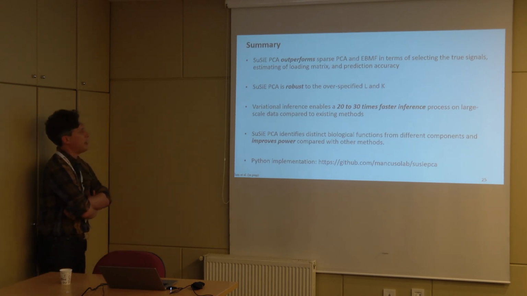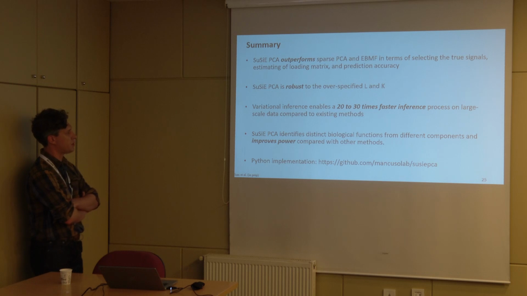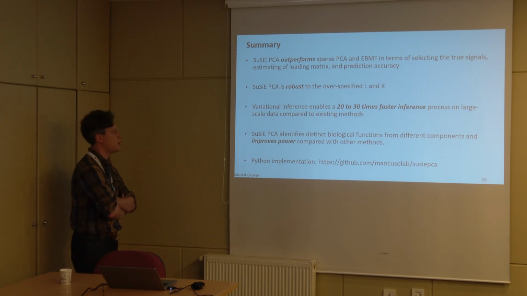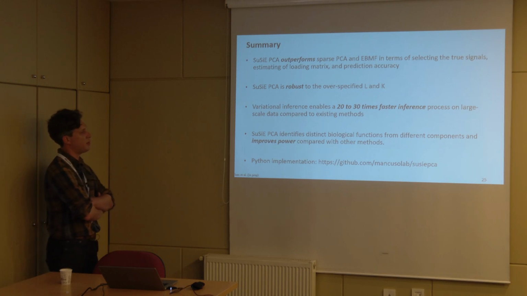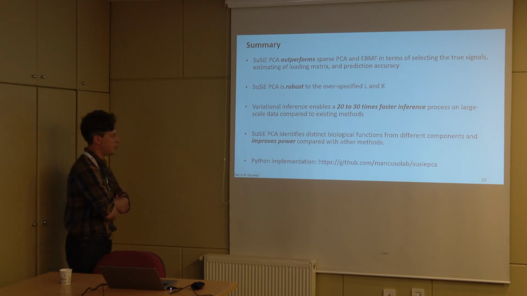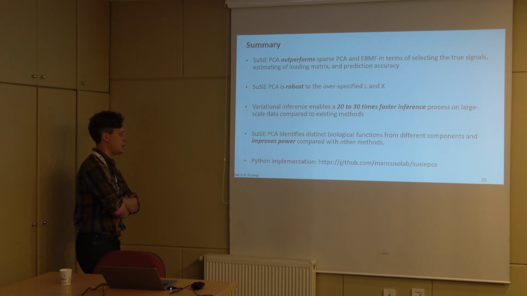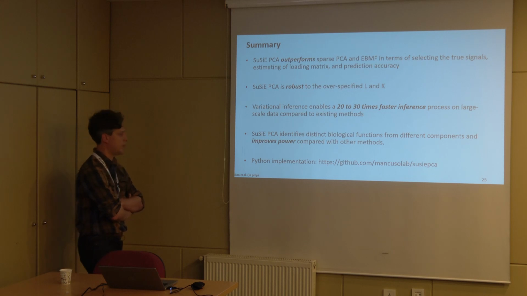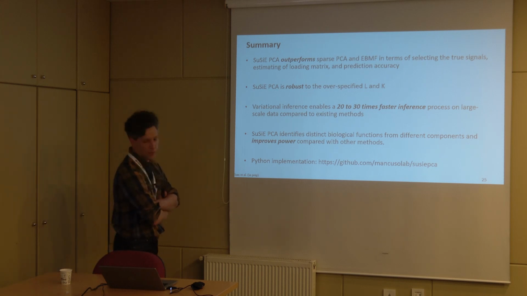So just in summary, SuSiE PCA outperforms sparse PCA and empirical Bayes matrix factorization in terms of selecting true signals in simulated data, estimating the loading matrix, and prediction accuracy. We found, again, that it was mostly robust to how L and K are specified. By leveraging variational inference, we're able to get 20 to 30 times faster inference compared to existing approaches. Applying it to real data, we found that SuSiE PCA identified distinct biological functions with different components and improved power when using the loadings for downstream gene set enrichment analysis. And as I mentioned, it's available on our GitHub for folks to use.